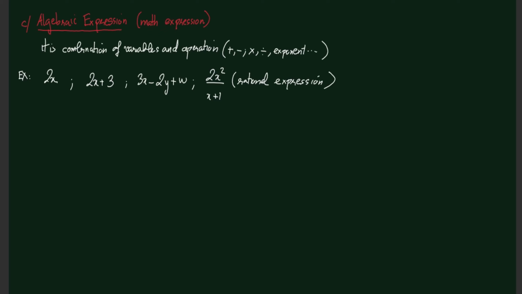Or we can use a square root, something like the square root of 2 plus 3x. This is also a mathematical expression. Because we use a square root, we can call it a radical expression. So this is a radical expression. Okay, all right. So that is what expressions look like.